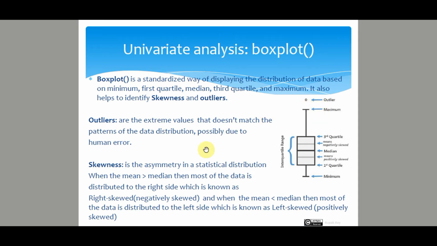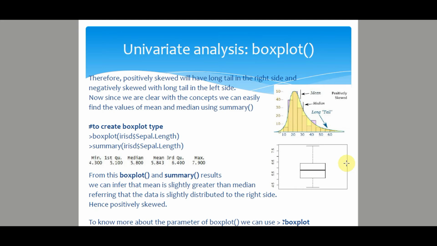Skewness is the asymmetry in the statistical distribution. When the mean is greater than median, most of the data is distributed to the right side. It's known as right skewed or negatively skewed. And when the mean is smaller than median, then most of the data is distributed to the left side, which is known as left skewed, or we can also say positively skewed.